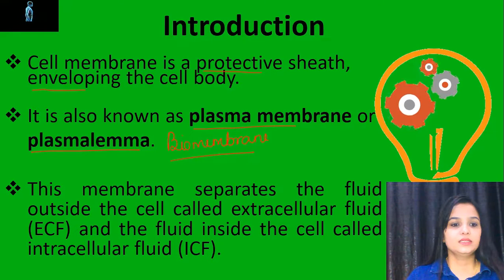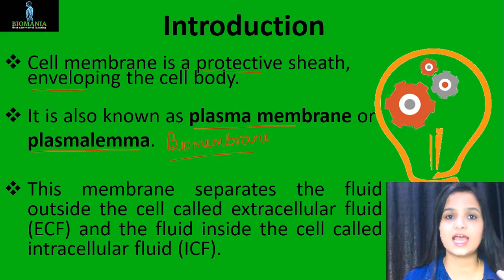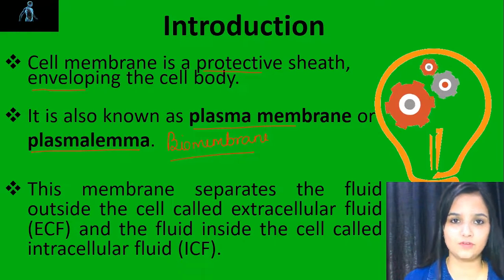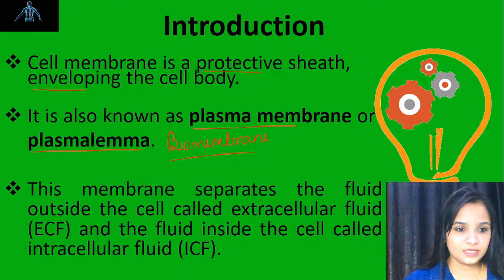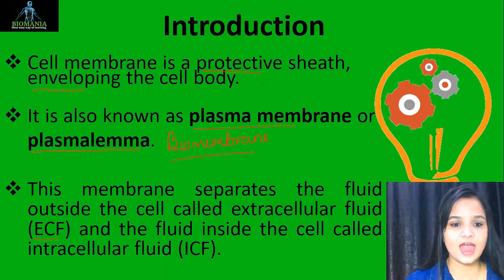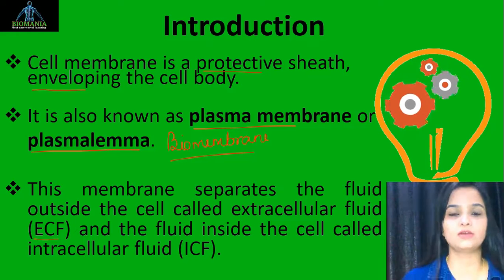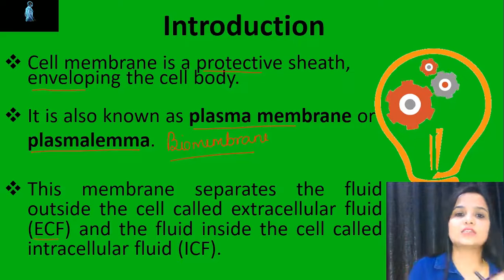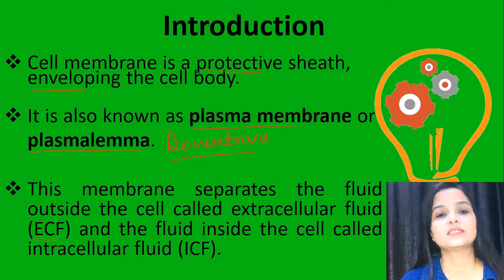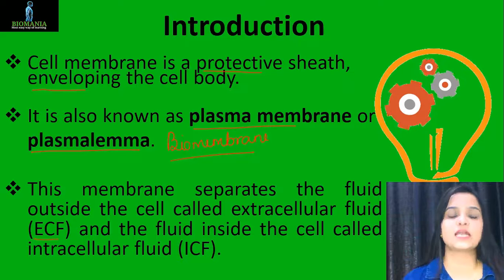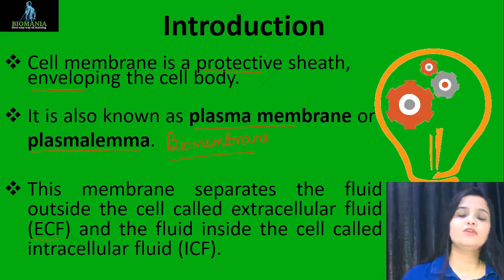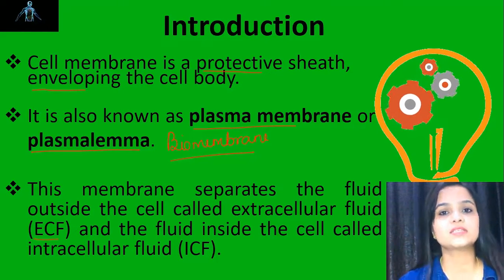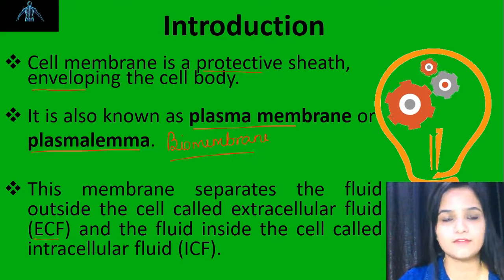The main function of the cell membrane, what is that? This membrane separates the fluid outside the cell, that is the extracellular fluid, in short form we say ECF, and the fluid inside the cell, that is the intracellular fluid. It means it creates a boundary between the extracellular fluid and the intracellular fluid. The fluid inside the cell is intracellular, and the fluid outside the cell is the extracellular fluid, or you can say ECF. Okay.